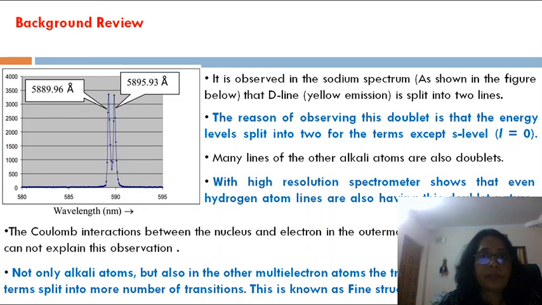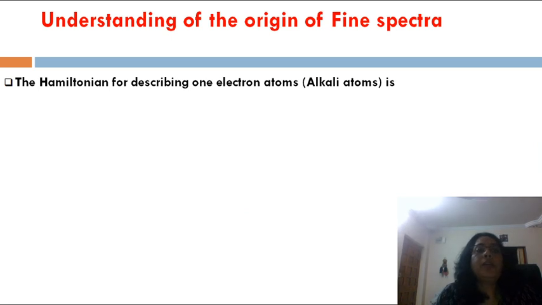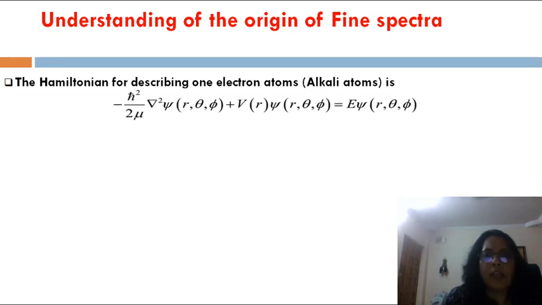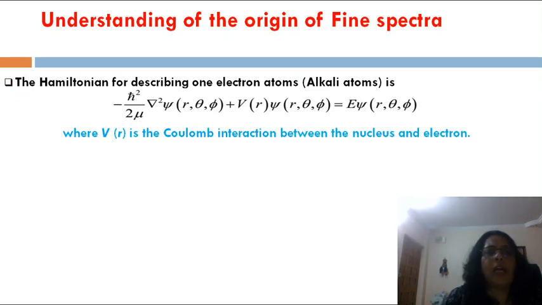Now we try to understand the origin of this fine structure. What is the origin? Because if the Coulomb interaction between the nucleus and electron is not responsible, then what is the reason? Now I go back to our background, refreshing the ideas we discussed earlier. For the explanation of spectra, we used the Hamiltonian, and we try to solve the Hamiltonian.